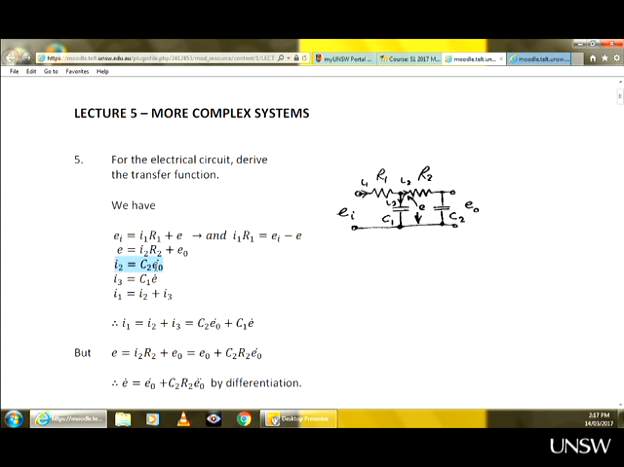Now, third equation, let's define this current, I2, in terms of the capacitance of this capacitor. So I2 equals C2 times EO dot, the definition of a capacitor. The same for I3. I3 equals C1 E dot. And finally, I1 will be equal to I2 plus I3.